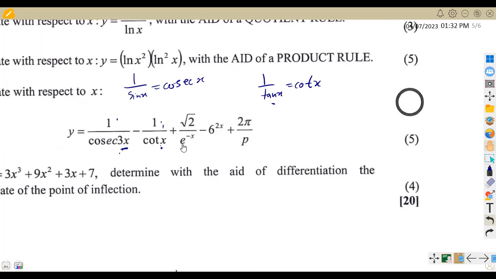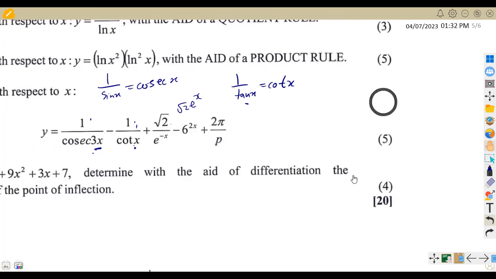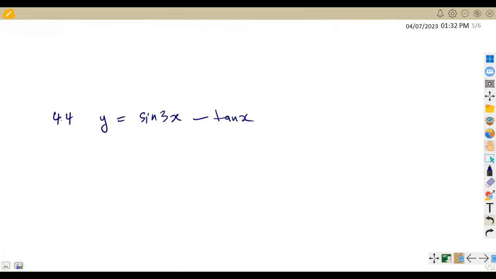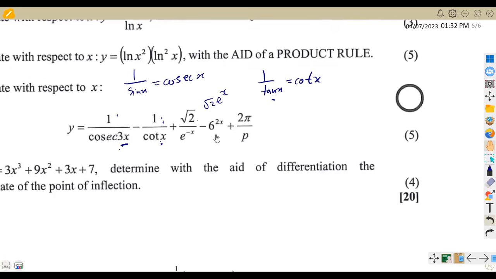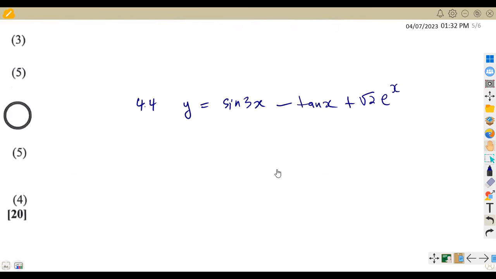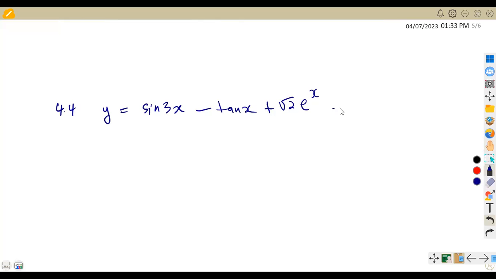We have got e in the denominator here. So we can take this on top. Remember, to remove a negative, it becomes a positive. We write it on top. So it's going to be square root of 2e to the exponent of x. All right. So that's plus square root of 2e to the exponent of x. Let's check the other part. Okay, this one is fine. Minus 6 to the exponent of x. 2 pi over p, everything is fine. We just rewrite that part as it is. So this is minus 6 to the exponent of 2x plus 2 pi over p, like this.